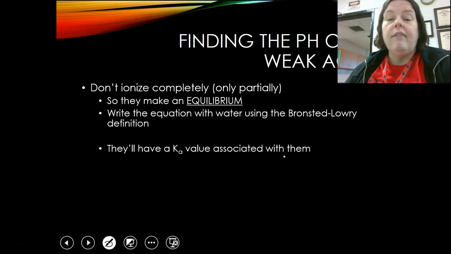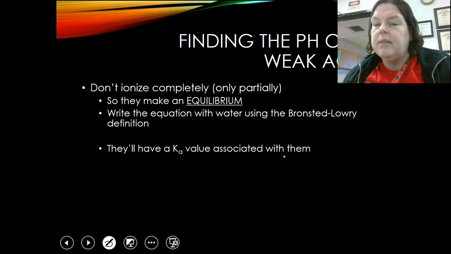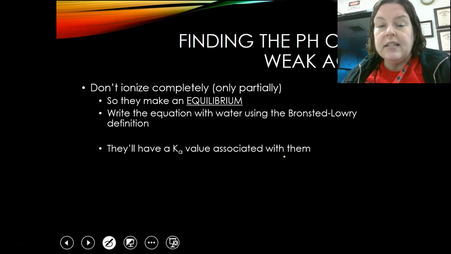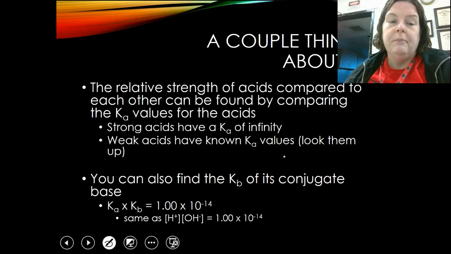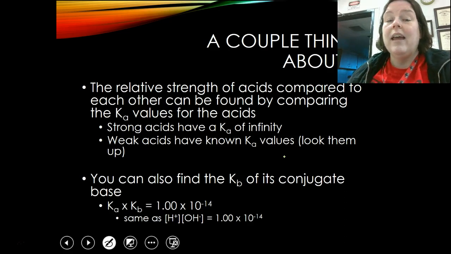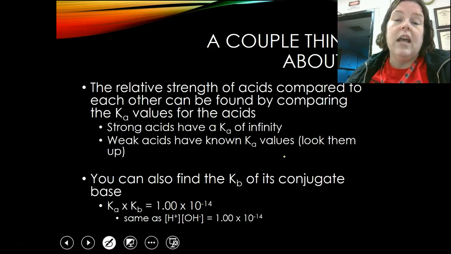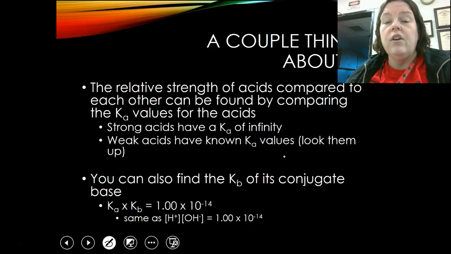So we don't have to panic here. All we have to realize is that we're dealing with equilibrium, the same stuff we've dealt with for the last week or so. That means ice tables, that means the whole shebang. The relative strength of acids compared to each other can be found by comparing Ka values. Strong acids have a Ka of infinity. Weak acids have known Ka values, and you can look them up.